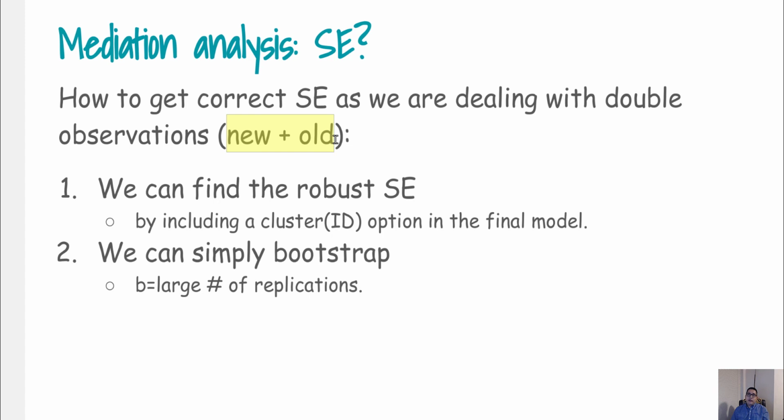So how can we rectify this? We can try to find the robust standard error by using the cluster ID. What is the ID? The ID of that person. But a more appropriate way would be to simply use bootstrap. The only caveat is that you have to pay the price of computing time, because you have to choose a large number of replications to get a reasonable estimate from the bootstrap.